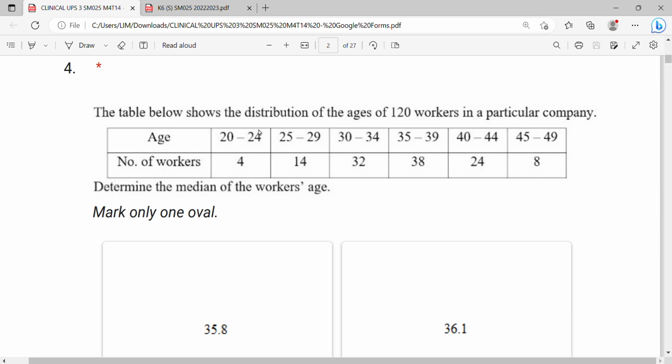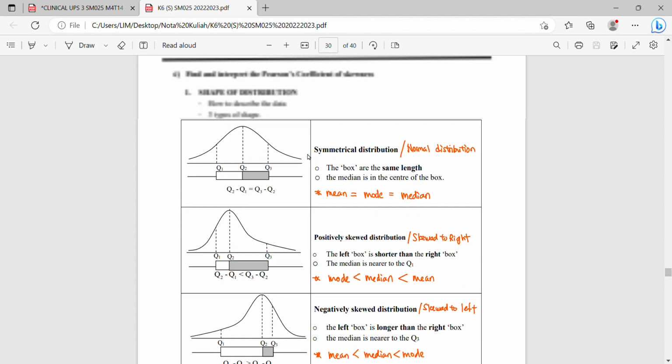So this question is group data. So median formula. Group, so median is Q2. Formula. So you can refer to your notes. Group data.